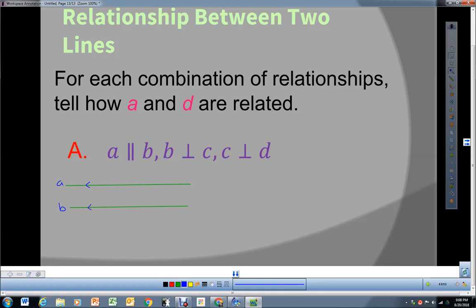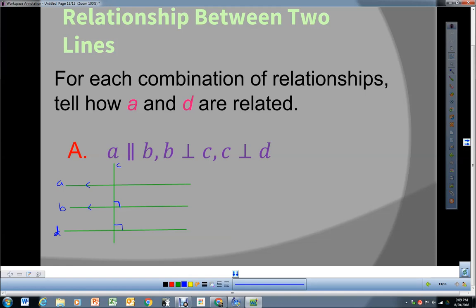So the next situation is B is perpendicular to C. If I'm going to draw this perpendicular to C, then I have to draw it down through here. So I'll call this one C, and I'll show that these two are perpendicular to each other. And the last one we're going to see is C perpendicular to D. Well, if C is going to be perpendicular to D, that means it's got to go in this general direction, which means this will be D, and this will be perpendicular.